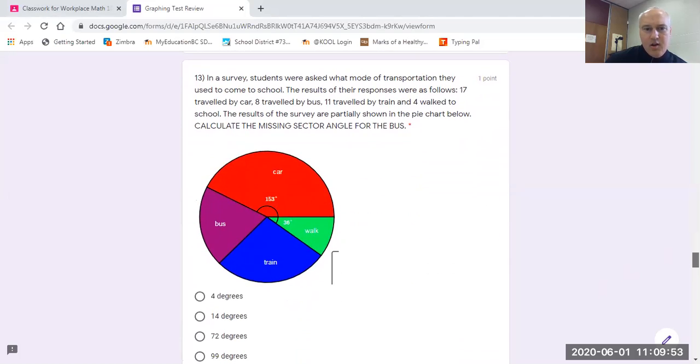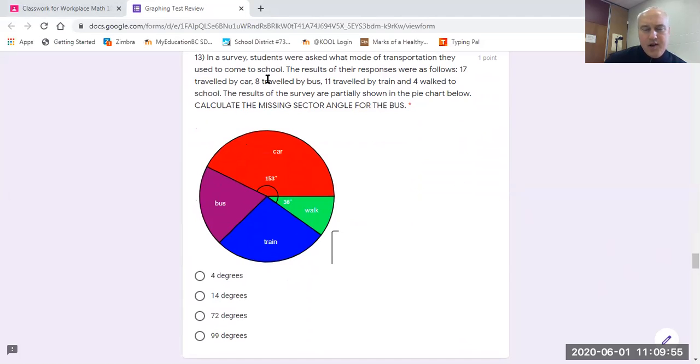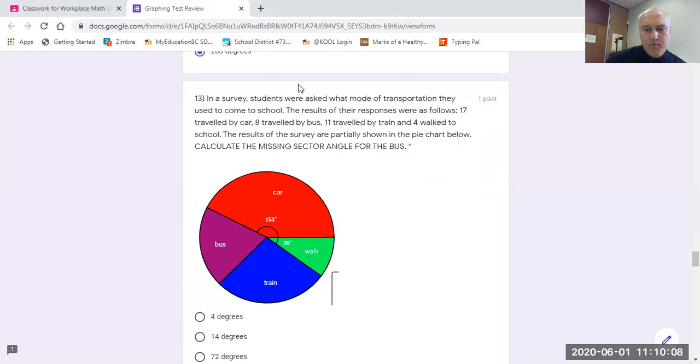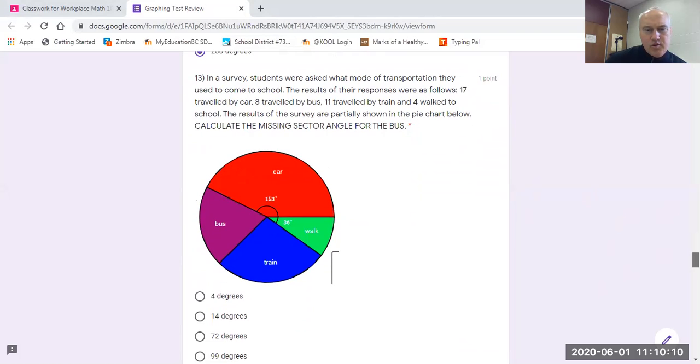Now, let's take a look at another sort of pie chart as well, or in athletics they call it a sector graph. In this one, it's a bit detailed, but basically it says in a survey, students were asked what mode of transportation they used to come to school. The results of the response were as follows. 17 traveled by car, 8 traveled by bus, 11 traveled by train, and 4 walked to school. The results of the survey are partially shown in the pie chart below. Calculate the missing sector angle for the bus.